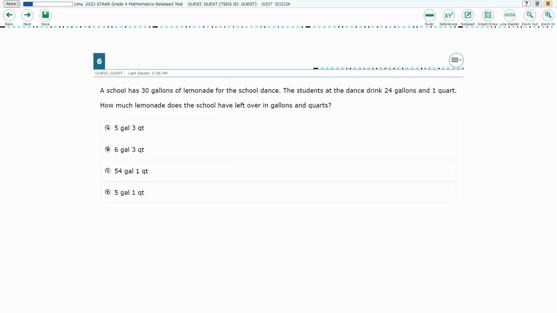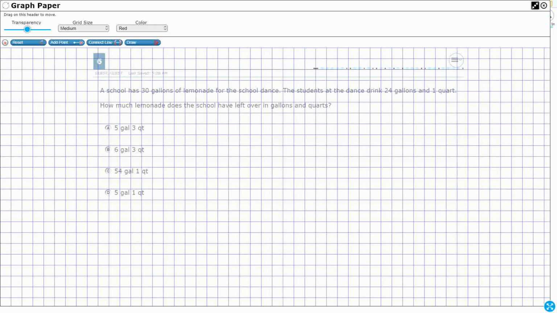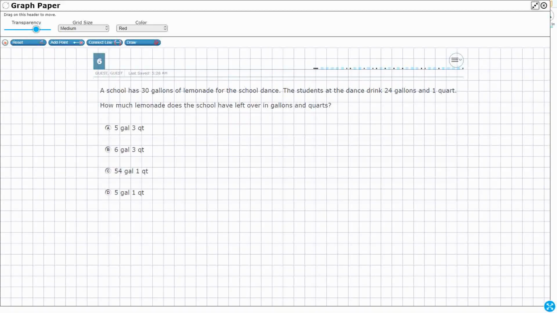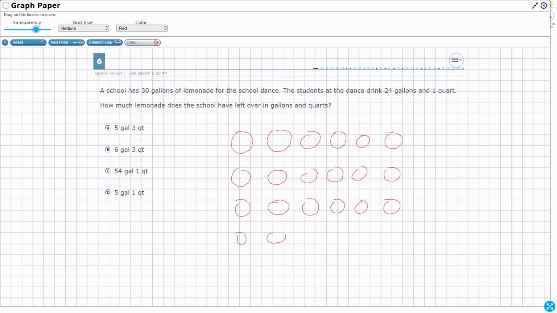So what I'm going to do is draw these gallons. Okay, so I've got 30 gallons. So let me just draw 30 circles. 2, 3, 4, 5, 6, and I'll just do 5 rows of that. Okay, so I'm just going to draw a visual representation. Each of these circles is going to represent a gallon, right? So I'm going to get into my quarts in just a moment. Let me get my 30 gallons here. Okay, so the students at the dance drank 24 gallons.